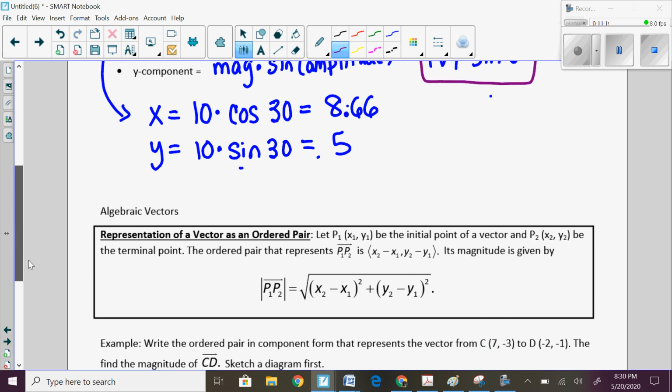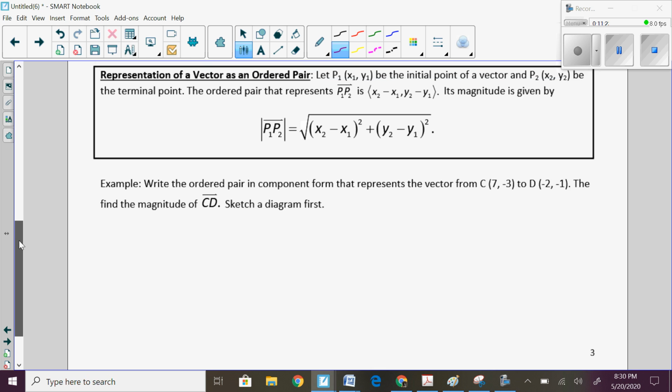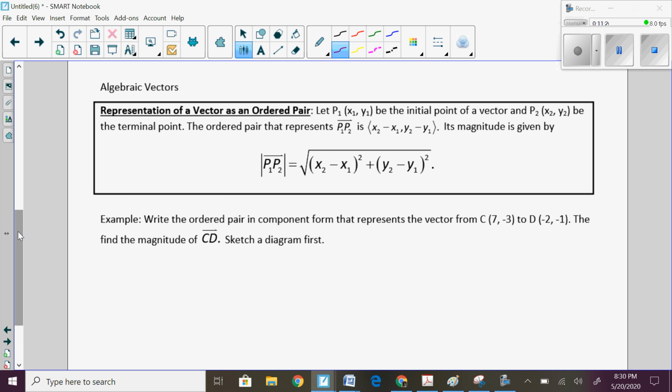Okay, so we can represent vectors algebraically. And this is very, very important because it's very efficient. So when we're looking at vectors, we're looking at the initial point and the terminal point. And what we can do is represent the vector from the beginning to the end using this little formula right here.